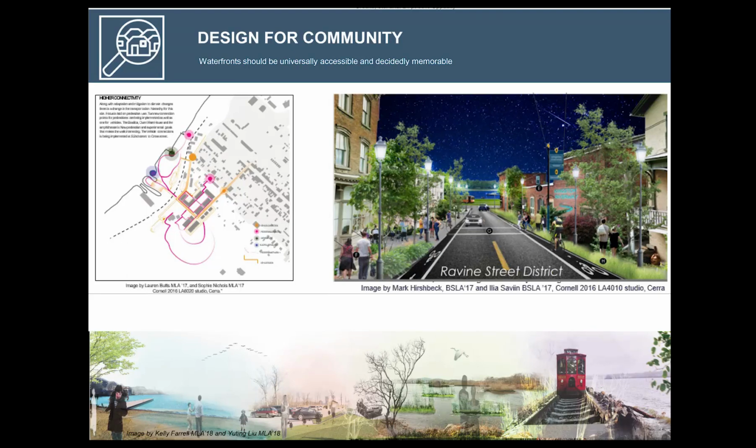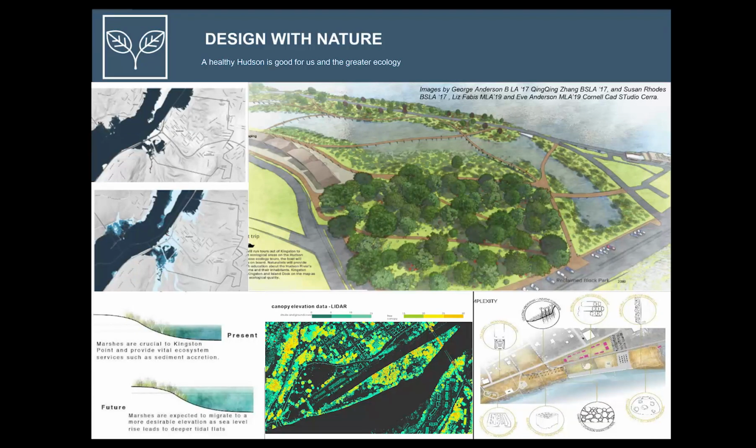The fourth one, there are five total, is design with nature. This idea that a healthy Hudson is good for the people living there, but also for the greater ecology. This notion that working ecosystems contribute to better cultural systems and more effective cultural systems. People in the Hudson identify with their river. We need to find ways to work with nature.